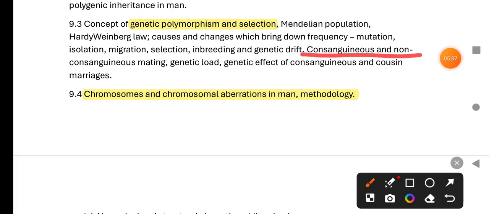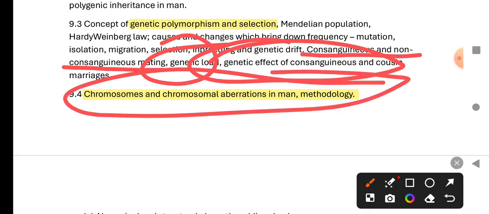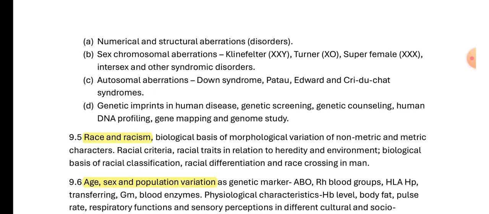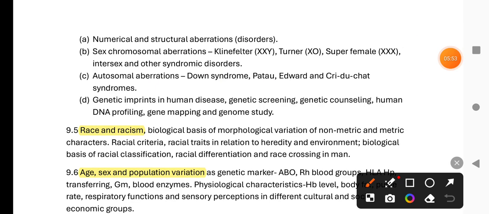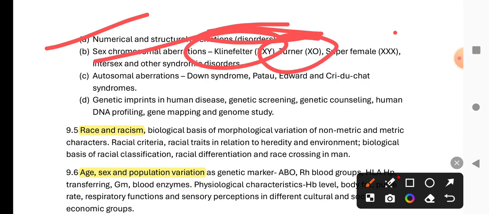And next are consanguineous and non-consanguineous mating, genetic load, genetic effect of consanguineous and cousin marriages, chromosomes and chromosomal aberrations, which are the next topics in this physical part. Then we will study what are various numerical and structural aberrations. Aberrations means disorder.